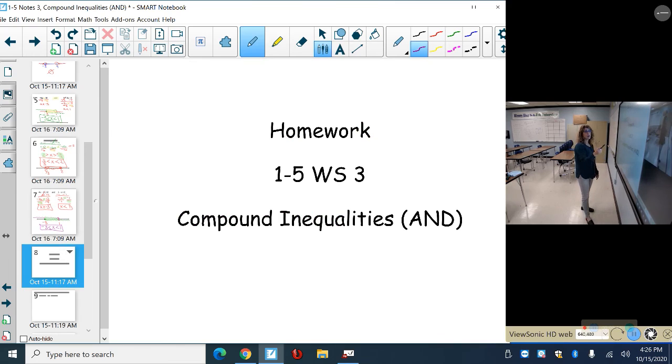Tonight's homework is 1.5 worksheet 3, compound inequalities "and."